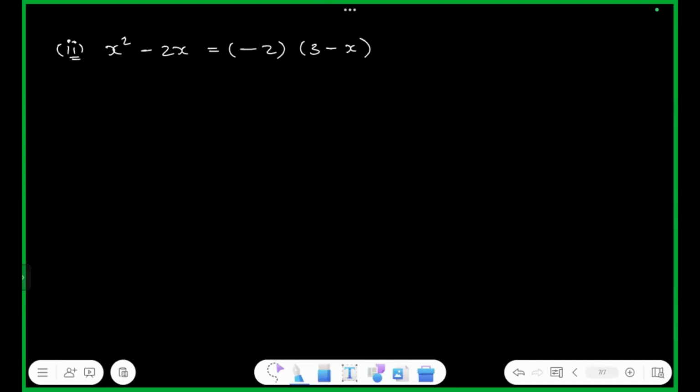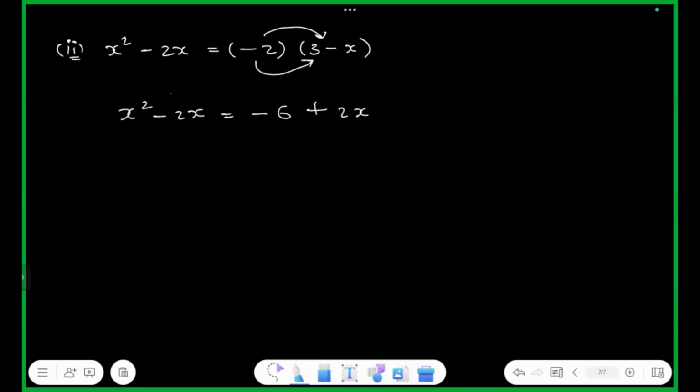In this question also, first we will simplify it, and then we will check whether the simplified form is in the form ax² + bx + c = 0. If yes, then it is quadratic. If no, then it is not. See, first this −2 will get multiplied with 3. Minus 2 into 3 is −6. Then this −2 will get multiplied with this −x. Minus into minus is plus, and 2 into x will be 2x.